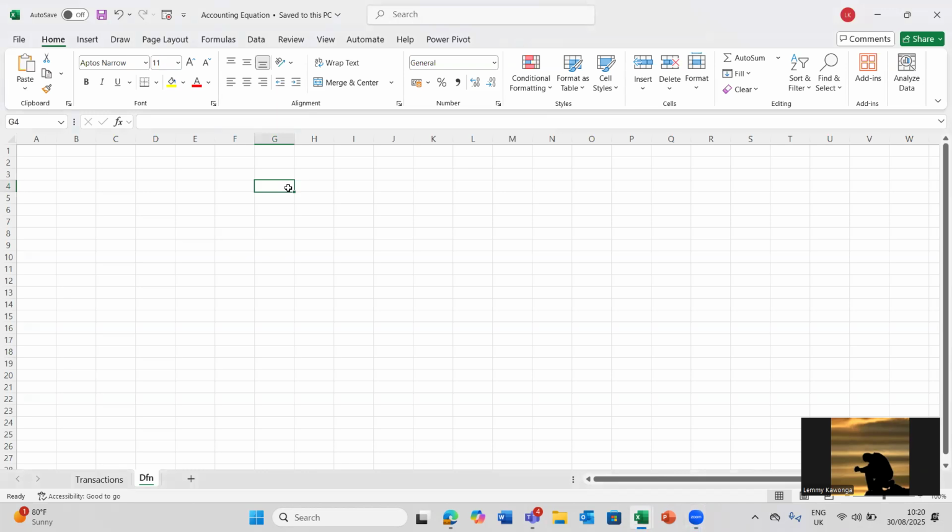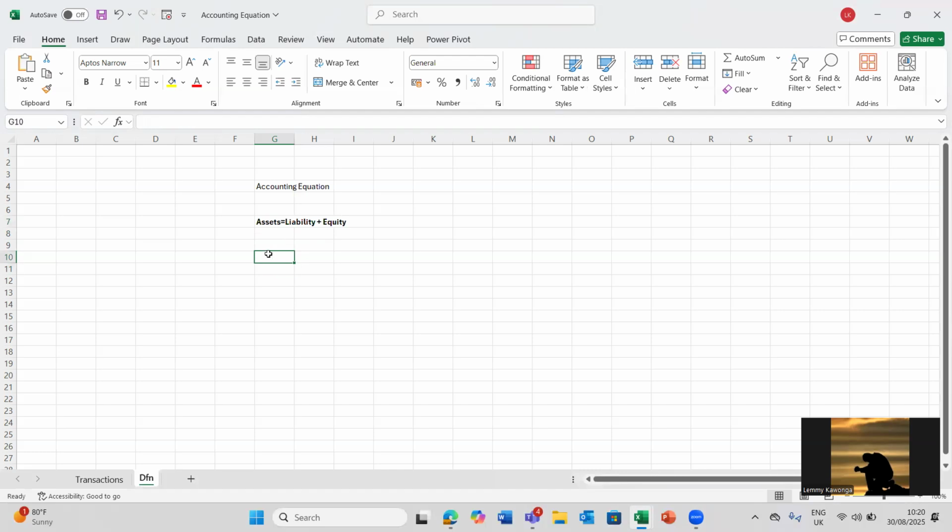Now I'll talk about the accounting equation. What is the accounting equation? The accounting equation says assets equals liability plus equity. So this is the genesis, or the basis, of all accounting. This is where we start from, right?